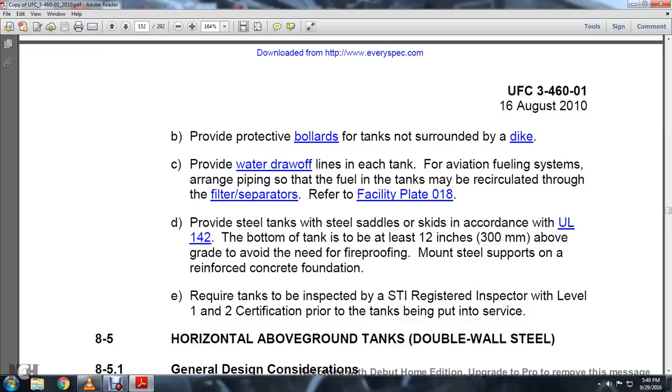Require tanks to be inspected by an STI registered inspector with level 1-2 certification prior to the tanks being put into service.